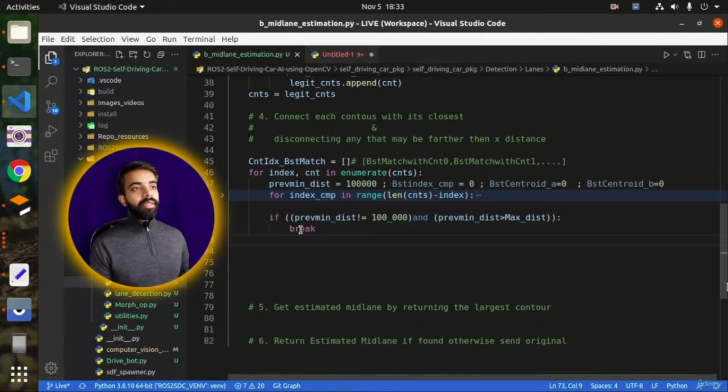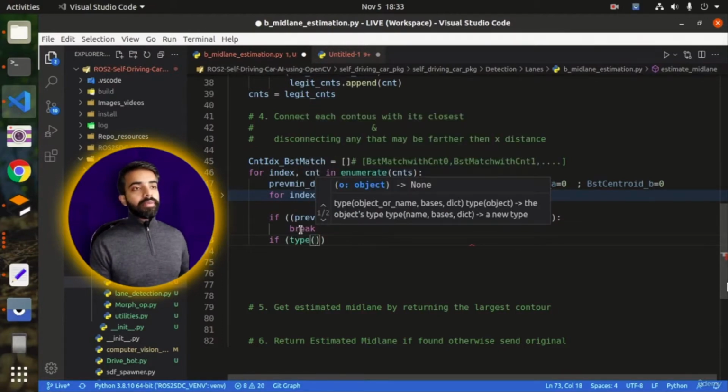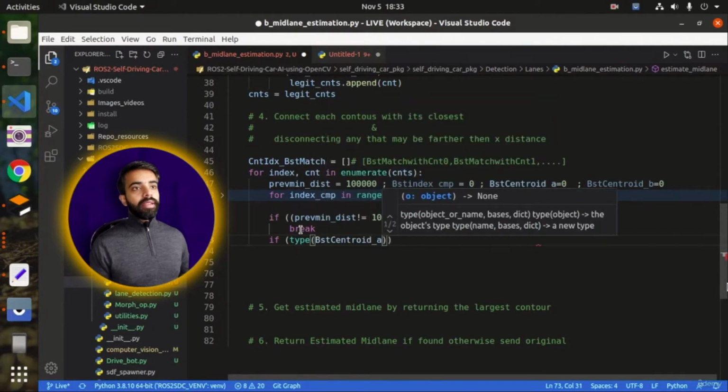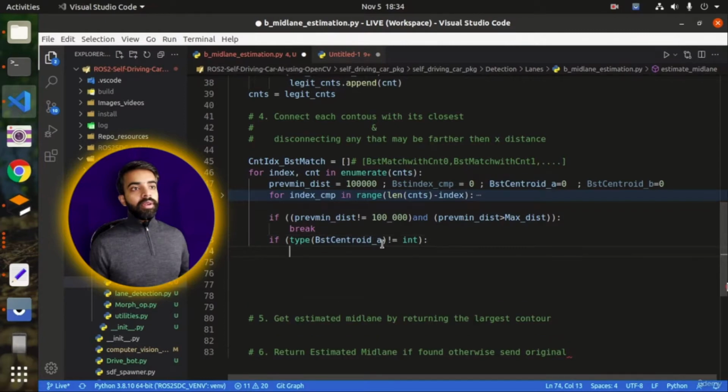If that is not the case, then we simply check if whatever contour we have found is a legit contour. That can be checked by writing if type best centroid A is not equal to int. If you remember, we have initialized this best centroid A with an integer, but whenever we find the best centroid, that's going to be a tuple. So if it is still an integer, that means we have not found a best centroid that is the closest match to that particular contour. That means we need to update or simply make that connection.